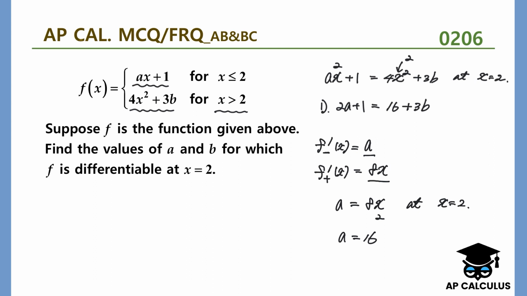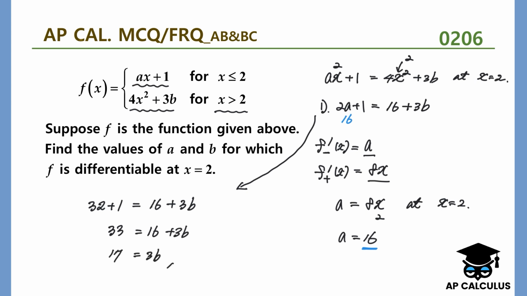Okay, so substitute 16 for a right over here. Then we'll be able to find the value of b. So 2 times 16, that's 32, plus 1 is equal to 16 plus 3b. So 33 equals 16 plus 3b, so 17 is equal to 3b. So what's b? b is 17 over 3. So a is 16 and b is 17 over 3.